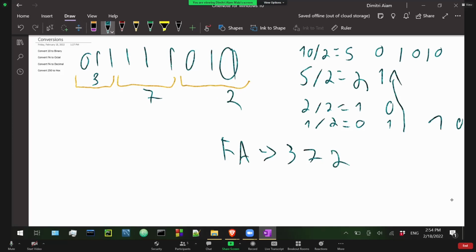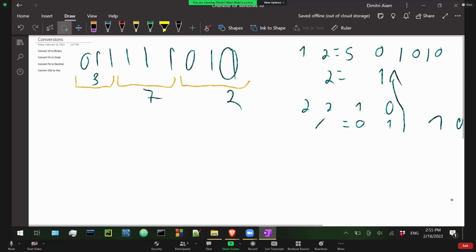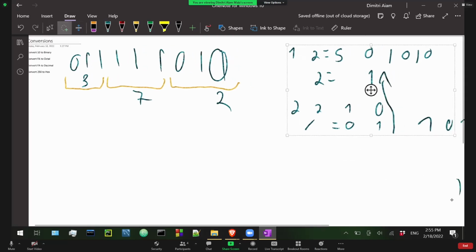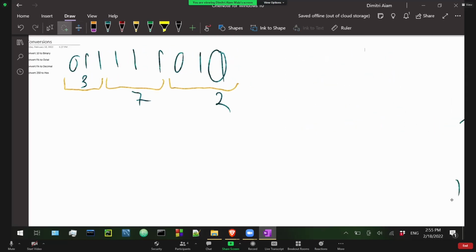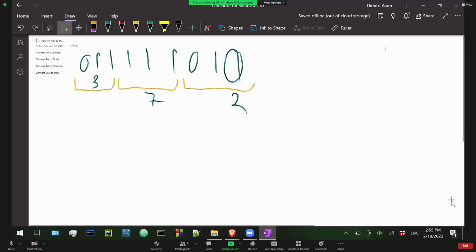Same thing, same exercise. Let me erase this too. You put them in groups of 3, and if one doesn't make a group of 3, you add leading zeros, because leading zeros add no value. They're just space. Then you convert those numbers that you get. Everything kind of goes through binary when you think about it, when you're converting everything.